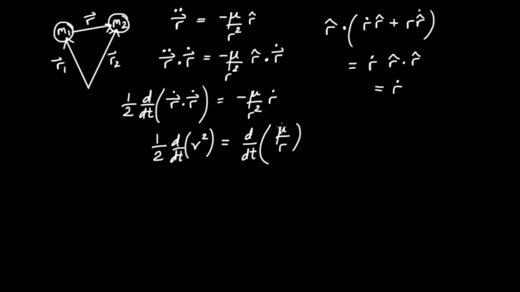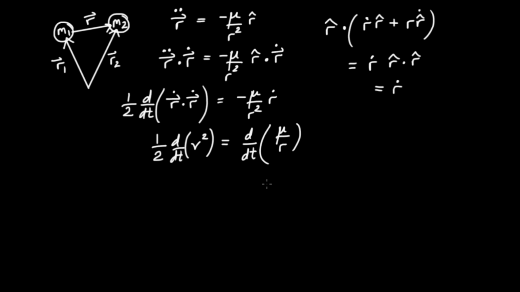Now, why is that? You can just move that constant out, ignore it for a second. The derivative of 1 over r is equal to minus 1 over r squared, but you're going to have to use the chain rule so that r dot comes out front. So I just integrate that thing, and I set the constant of integration equal to 0, just for convenience. So I have this equality here.